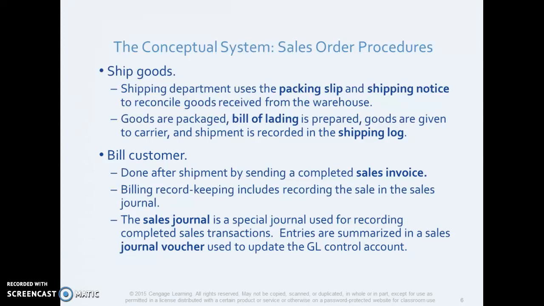The bill to the customer is done after shipment by sending a completed sales invoice. Billing record keeping includes recording the sale in the sales journal. The sales journal is a special journal used for recording completed sales transactions. Entries are summarized in a sales journal voucher used to update the GL control account.